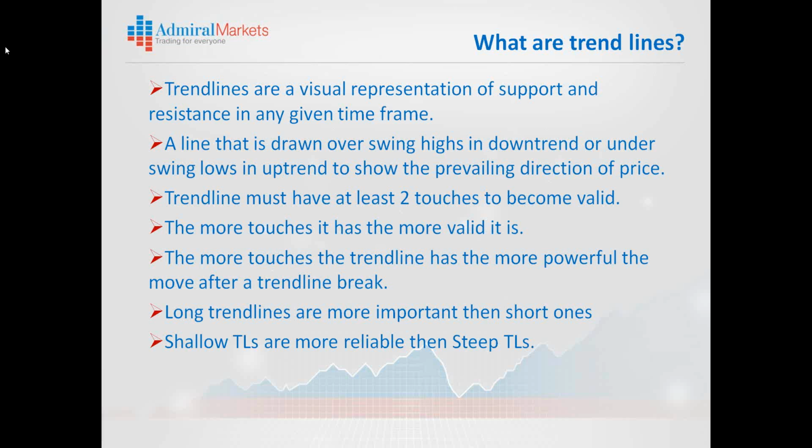We also get that if we switch to higher time frames. If we have a very long trend line on a higher time frame, that means the trend is definitely stronger, and the move after that trend line break will be a lot more explosive. Long trend lines have more bounces, and price often jumps more on long trend lines than on short ones, so they are more valid. Shallow trend lines are more reliable than steep trend lines. We don't like to trade steep trend lines. It's better when a trend line has a small degree, which is called a shallow trend line. I will show you on our next examples how we do that.